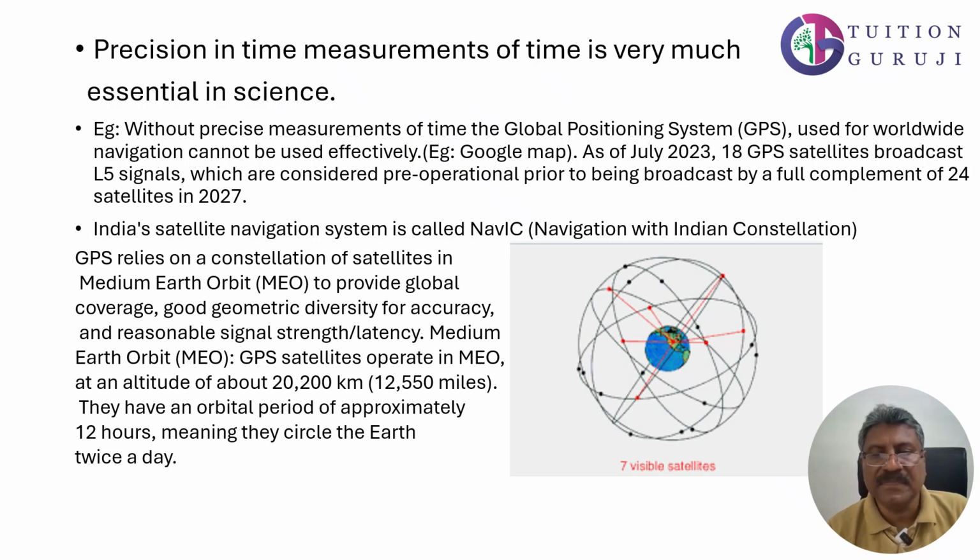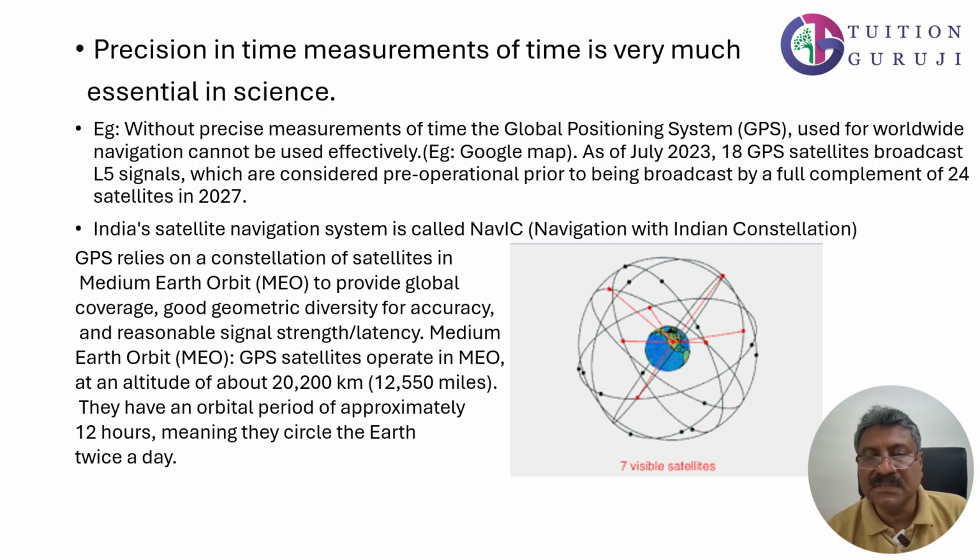Precise measurement of time is very important in science. Without precise measurement of time, the GPS, global positioning system, which we use for world navigation, cannot be used effectively. For example, we use Google Maps for finding distances between two places and to find the route to a place.